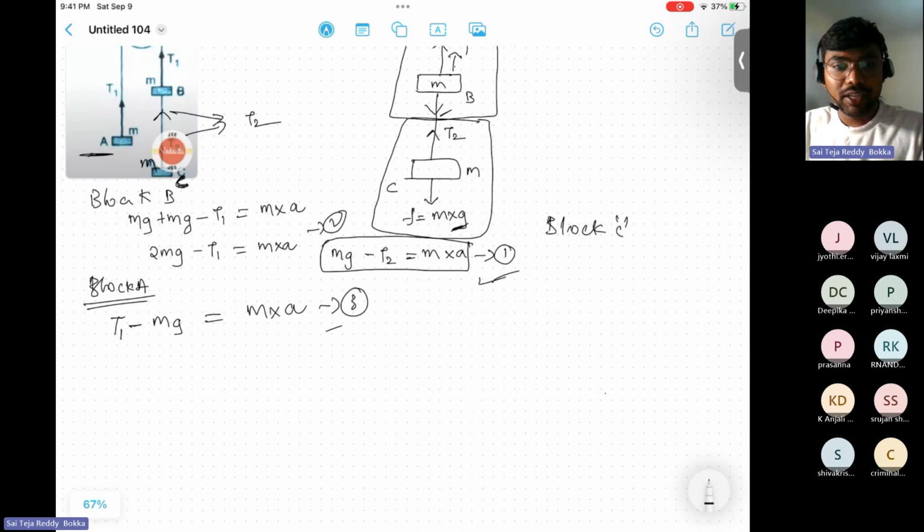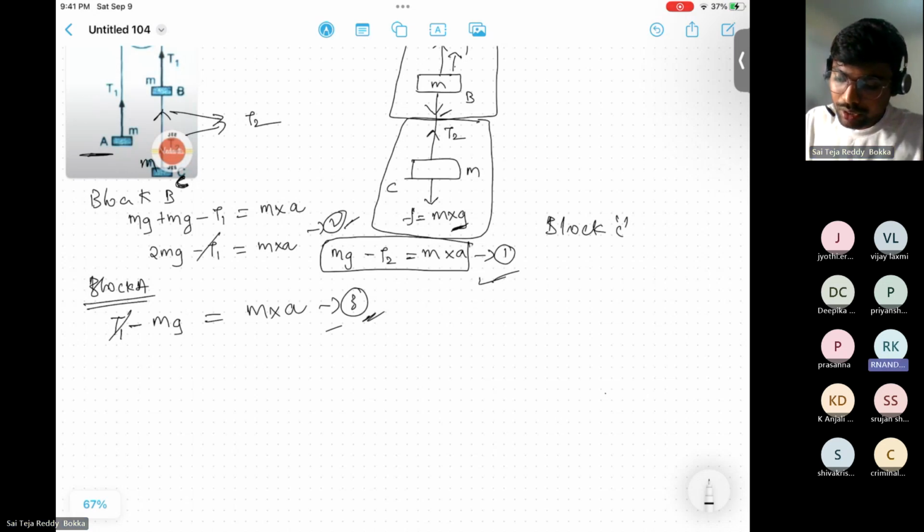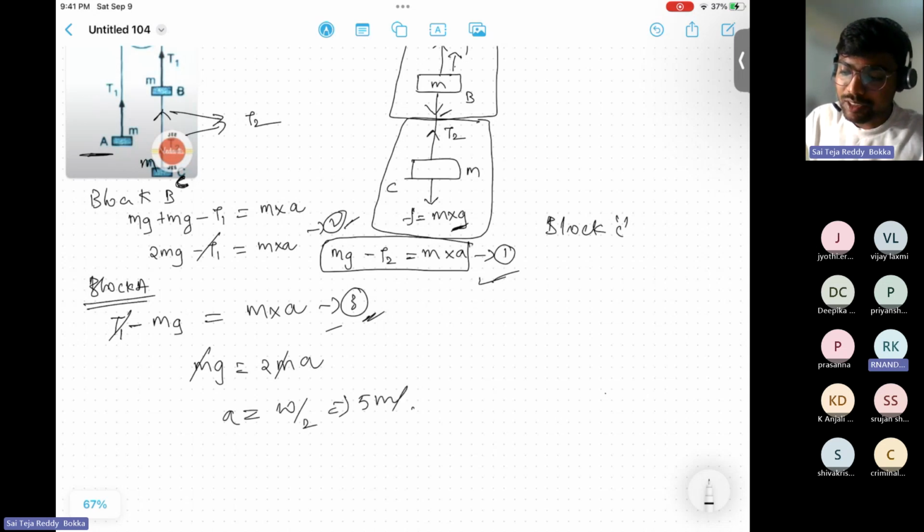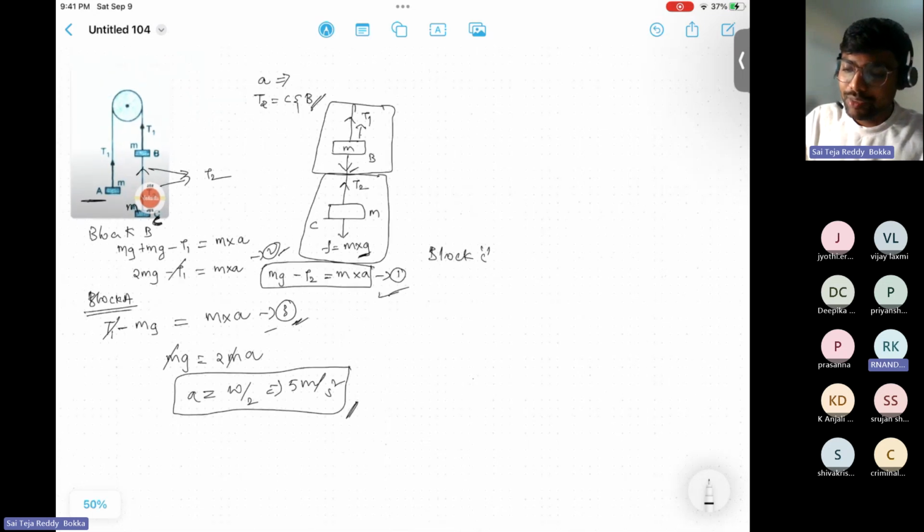Just solve equation number 1, equation number 2, and equation number 3. If you solve equation number 2 and equation number 3, what do you get? mg is equal to 2ma, right? So m will be cancelled. A is equal to 10/2, that will be equal to 5 meter per second square. You said around 3.3 meter per second square, I think; that will be the wrong one.